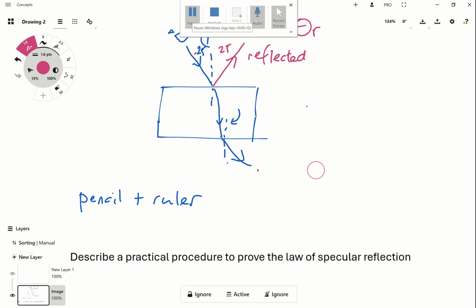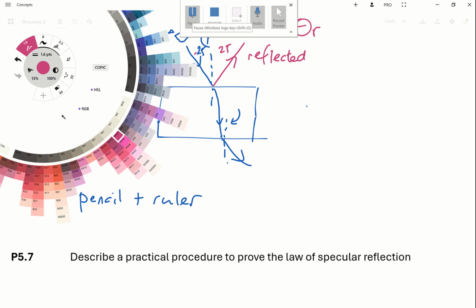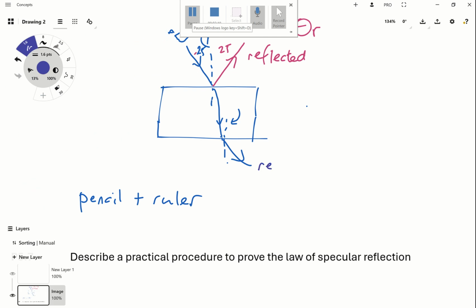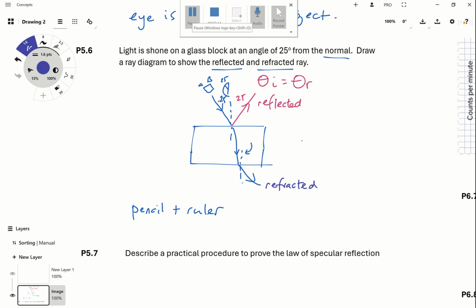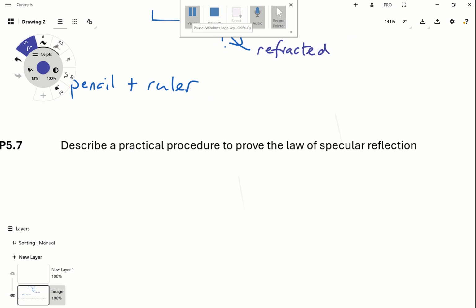In fact, that's bugging me because that's in blue. So let's put that in blue. There's the refracted. So I hope that makes sense. So it's quite an easy question, to be fair, but it's just making sure you add the reflected ray.